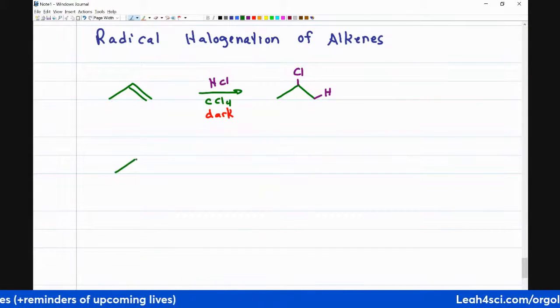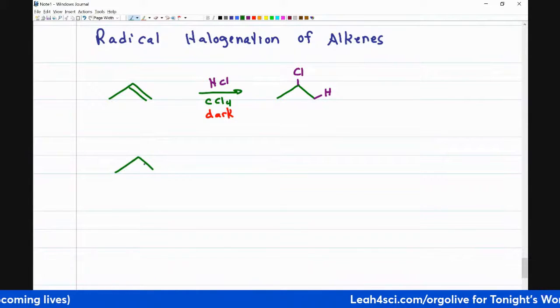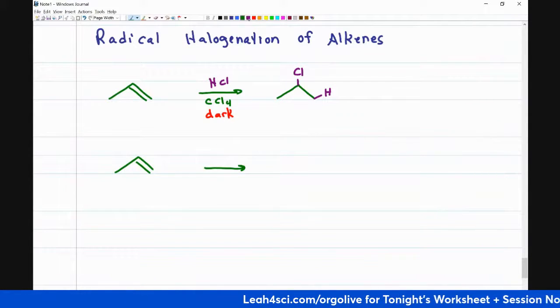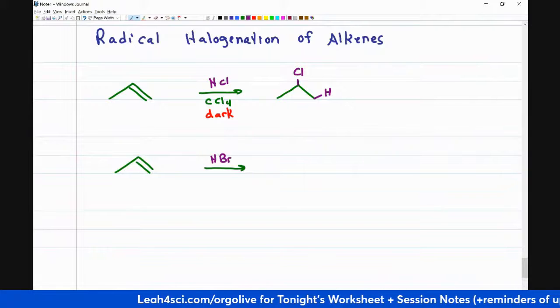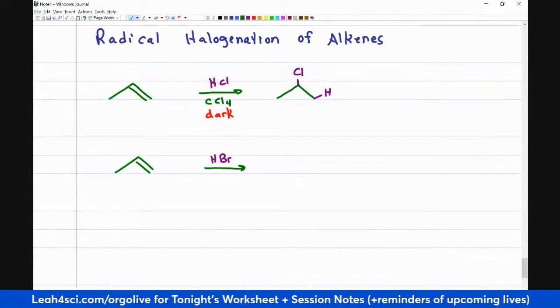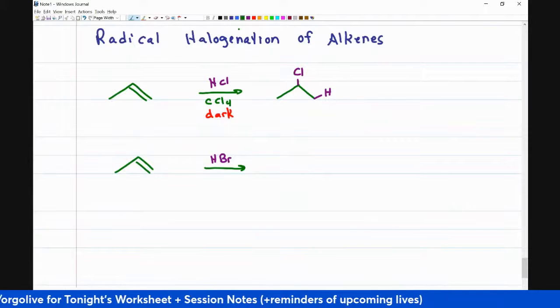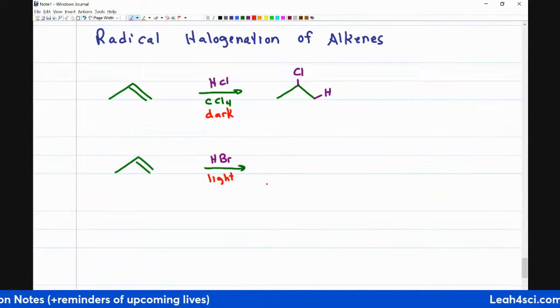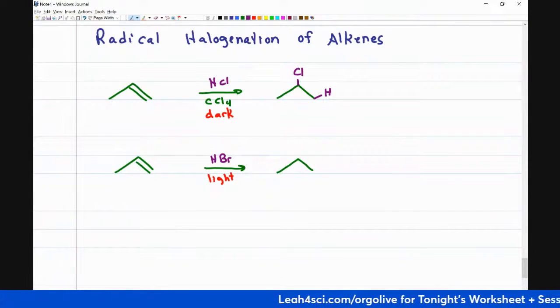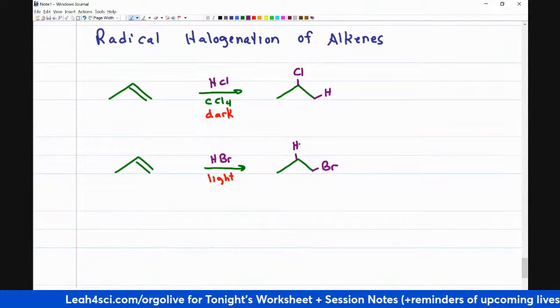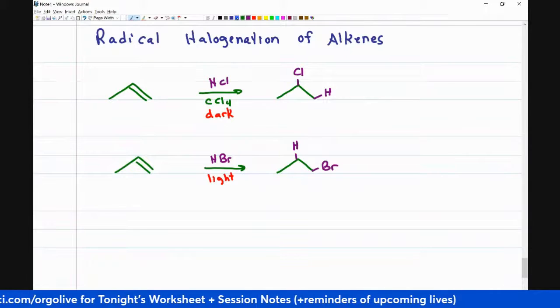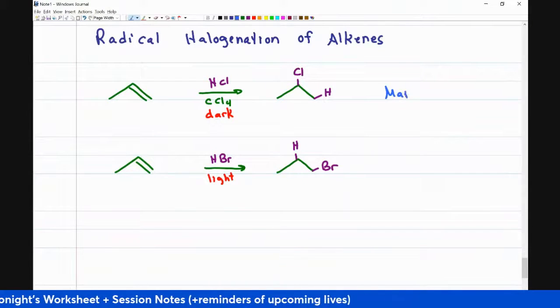But if I take this reaction and I do the same kind of situation, I react it with HBr, but this time I change my solvent, or I don't even have to show a solvent. I can just show light to show a light reaction. My product is going to be flipped. The bromine goes on the less substituted carbon, and hydrogen goes on the more substituted carbon. The first one follows Markovnikov's rule, so it's considered a Markovnikov product.